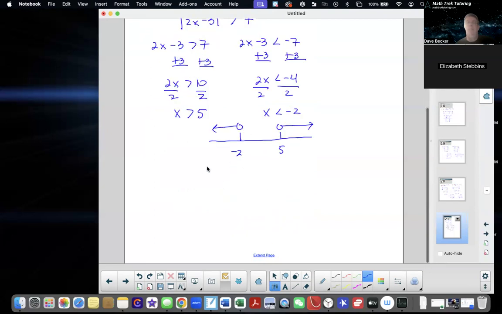But interval notation will take care of this. Negative infinity to -2, union, which means along with, 5 to positive infinity. Ah, so the union comes in. Okay.